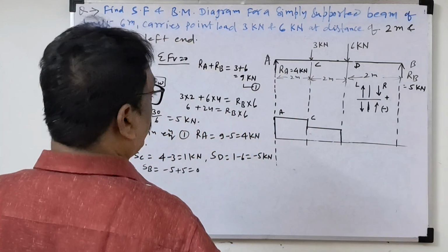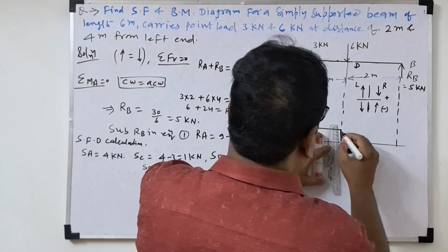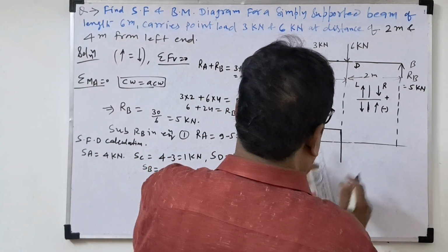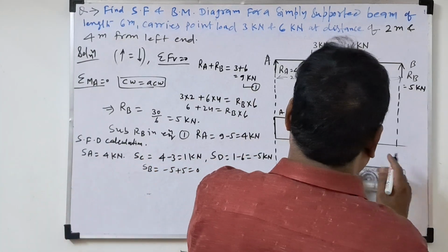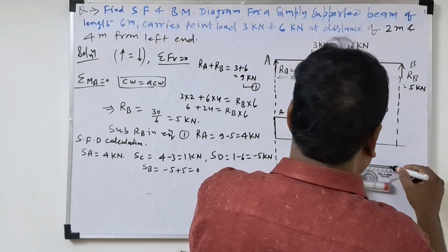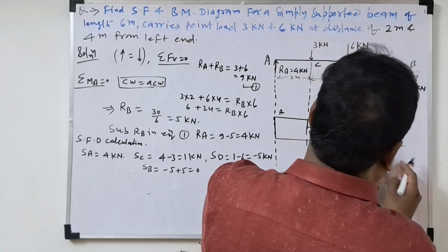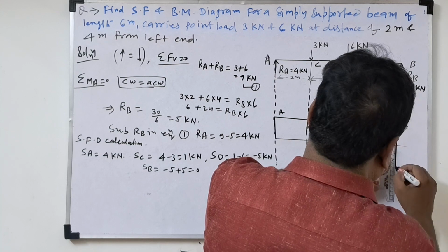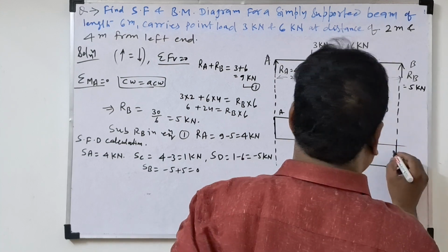Then at D, minus 5, so it will come down negative. Then in this span no load, so horizontal line. Then shear force at B is 0. So you complete this. So this is the 0.